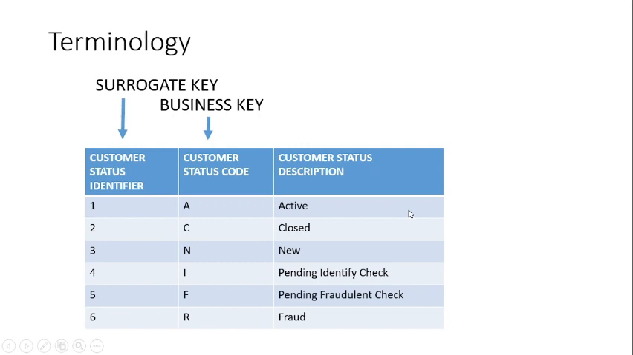So in this example of customer status, we have 3 attributes: customer status identifier, whose values are 1, 2, 3, 4, and they are generated by the database or application. Customer status code, which is decided by the business. Customer status description, which is decided by the business. So in this example, customer status identifier is the surrogate key and customer status code is the business key.